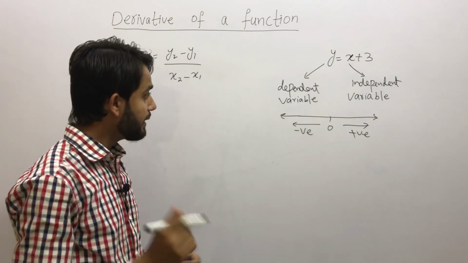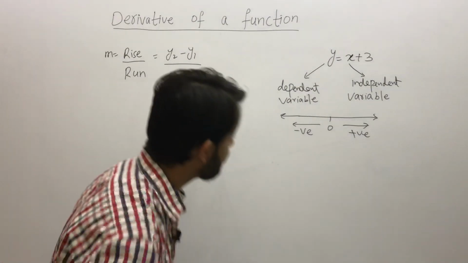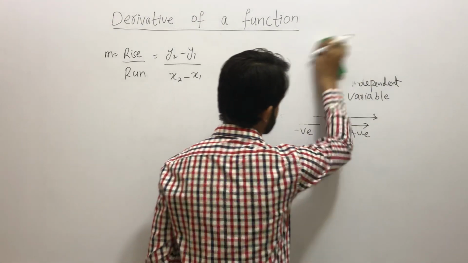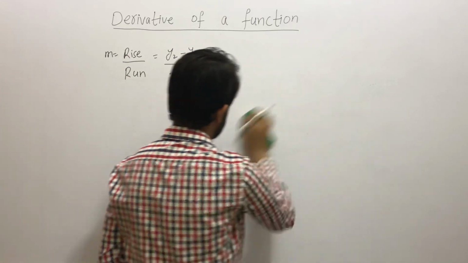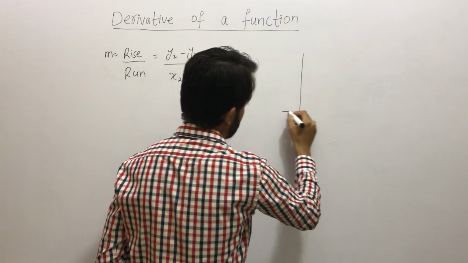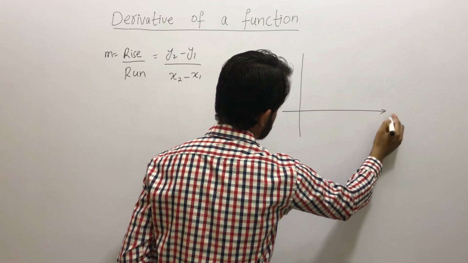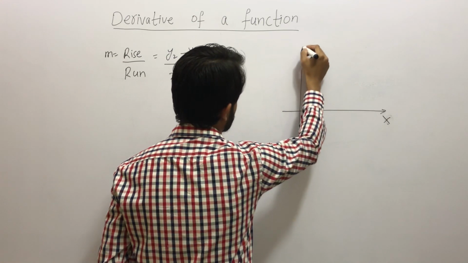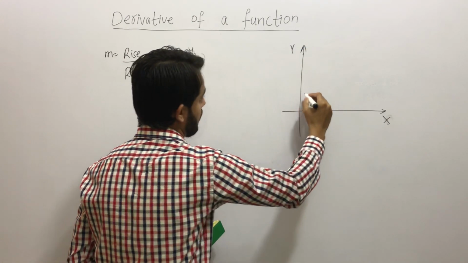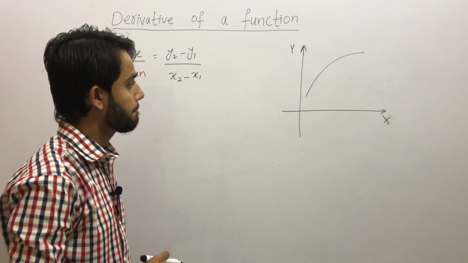For better understanding, let's take a curve on a graph paper. Okay, so we have a plane, the xy plane. This is our x-axis, and here we have the y-axis. So I'm taking this curve on my xy plane.